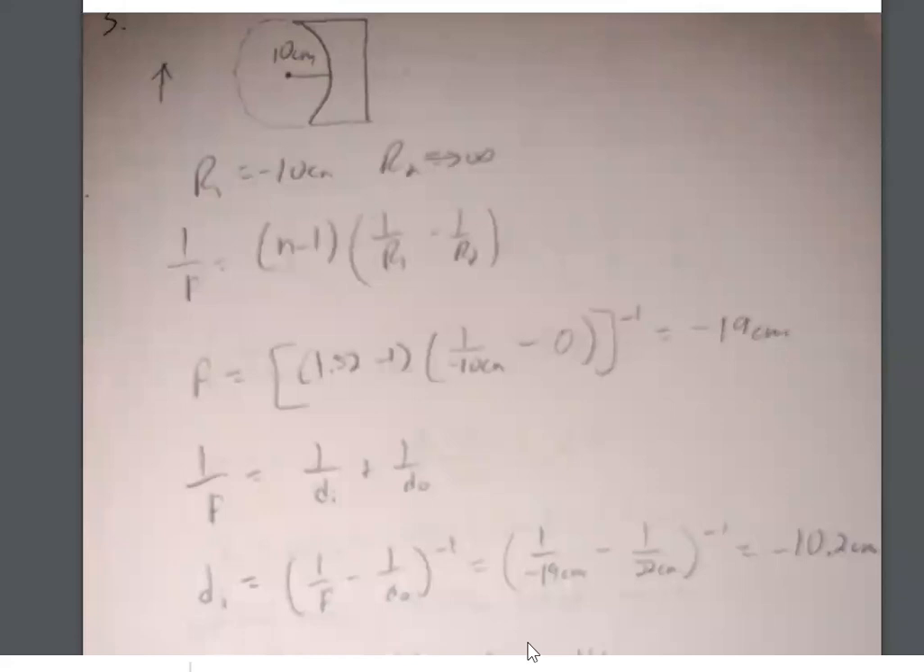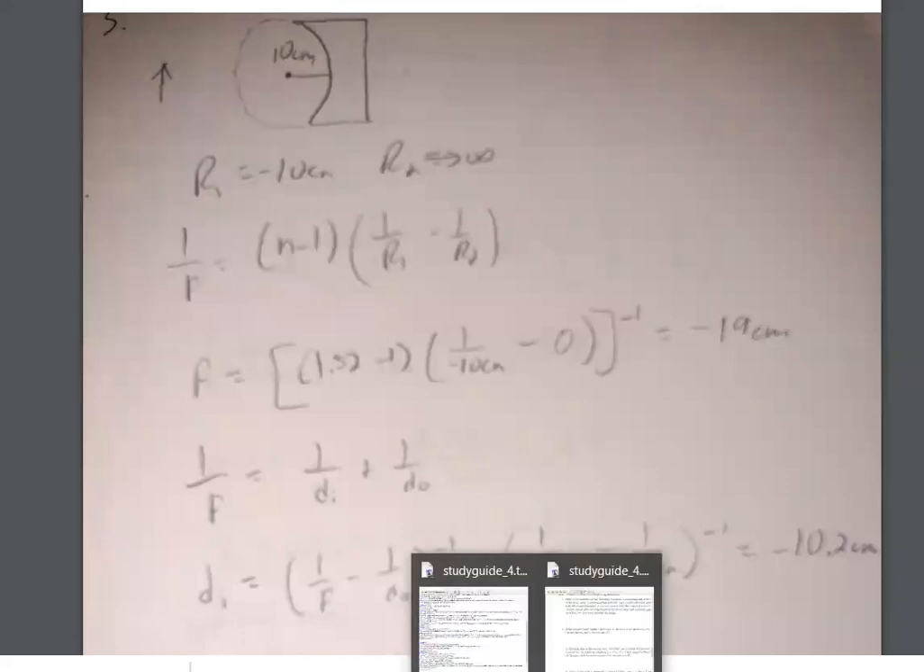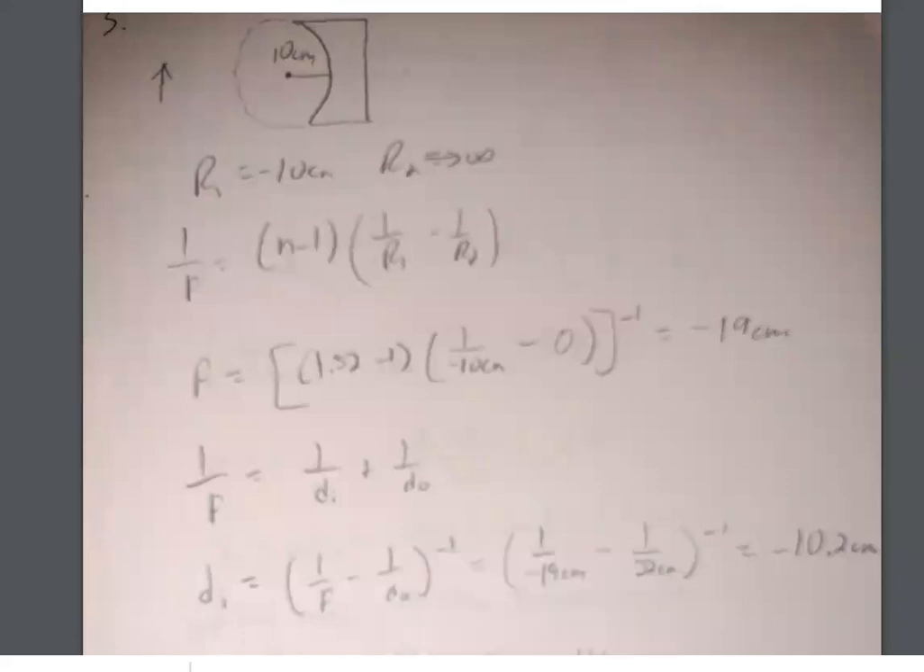Okay, so if we do that calculation, then we get negative 19 centimeters. Now, it's a good thing that we got a negative number because this is a diverging lens, and diverging lenses always have negative focal lengths. All right, so 1 over the focal length is 1 over the image distance plus 1 over the object distance. The object distance was given to us in the problem.